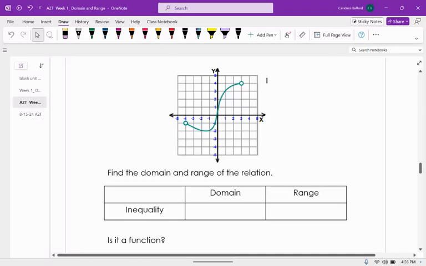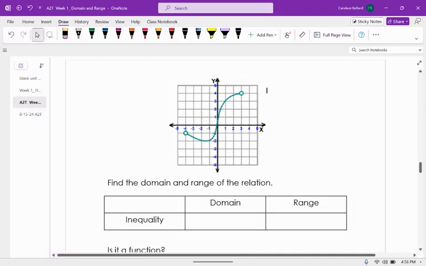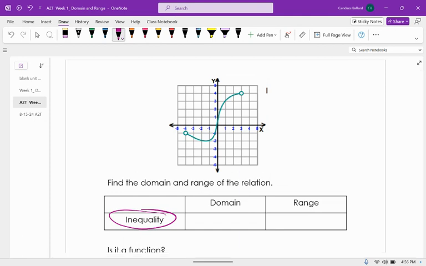All right, taking a look at this one here. It's asking me to find the domain and range, but I'm only doing inequality notation. So my domain is my x values, and my range is my y values. For domain, I go the most to the left, which is -4. It's an open dot, so I go less than. My furthest to the right is 3, and the circle is open, so I go less than.